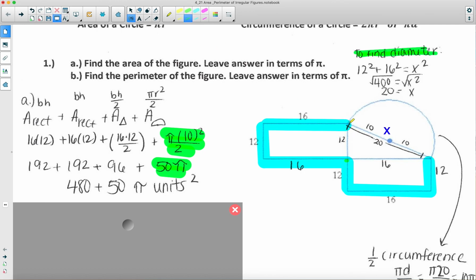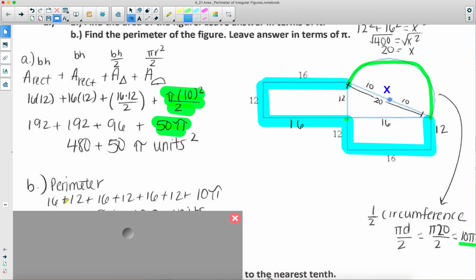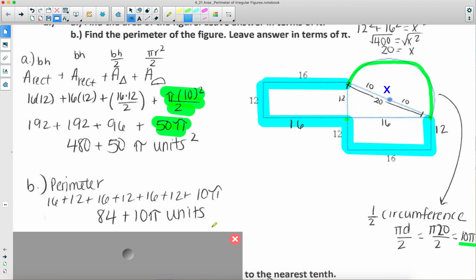And then this semicircle, I need the perimeter of the semicircle. Remember, perimeter of a circle is the circumference. But if it's a semicircle, it's half the circumference. So I know circumference is pi times diameter. I want to take half of it, so I'm going to divide by 2. So half of 20, because the diameter is 20, is 10. So half my circumference is 10 pi. So when I find my perimeter, here it is, I add up all those values, and then I add 10 pi, and I get 84 plus 10 pi units. Now, they didn't tell us the units, but we do know that area is squared units, and perimeter are just units. Okay, so that was number 1.